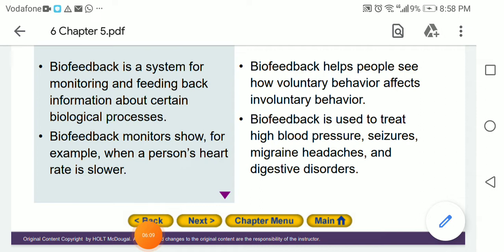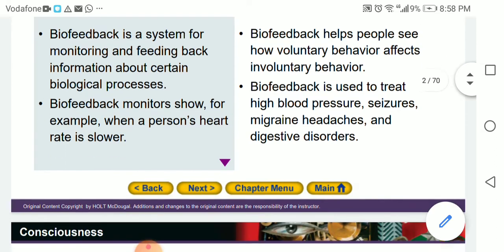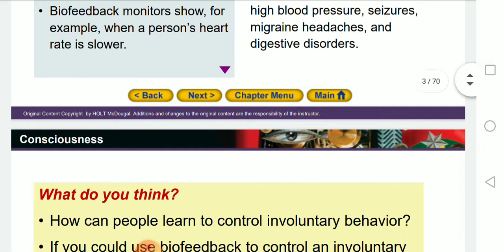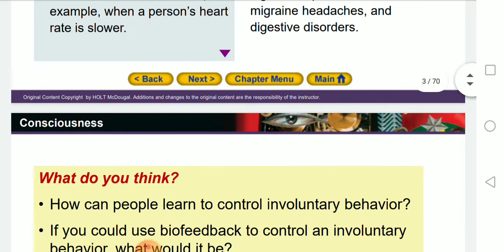So, as we see here, what is the biofeedback? And this is very important, not just for the digestive disorders, but also for the headaches, the seizures, the high blood pressure, and also for the person's low heart rate.